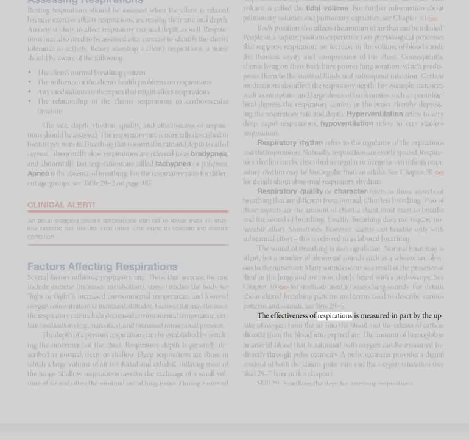The effectiveness of respirations is measured in part by the uptake of oxygen from the air into the blood, and the release of carbon dioxide from the blood into expired air. The amount of hemoglobin in arterial blood that is saturated with oxygen can be measured indirectly through pulse oximetry. A pulse oximeter provides a digital readout of both the client's pulse rate and the oxygen saturation. See Skill 29-7 later in this chapter. Skill 29-5 outlines the steps for assessing respirations.